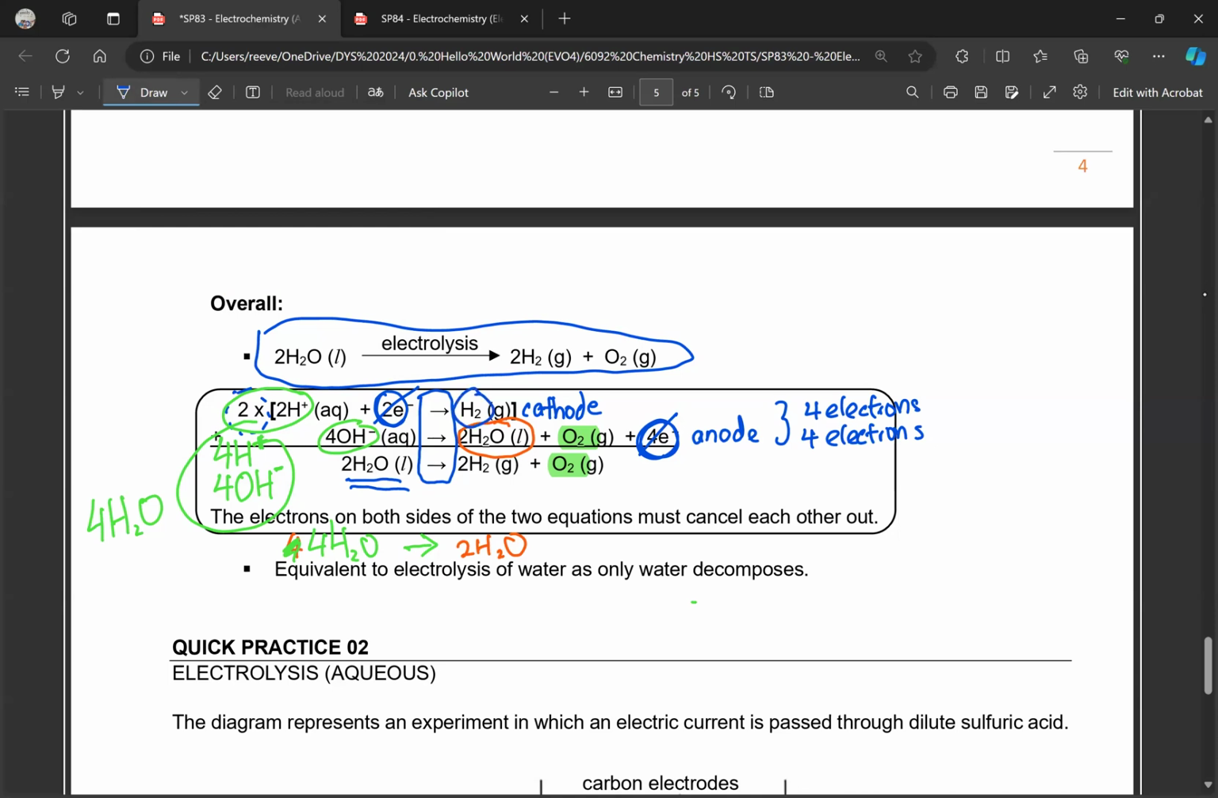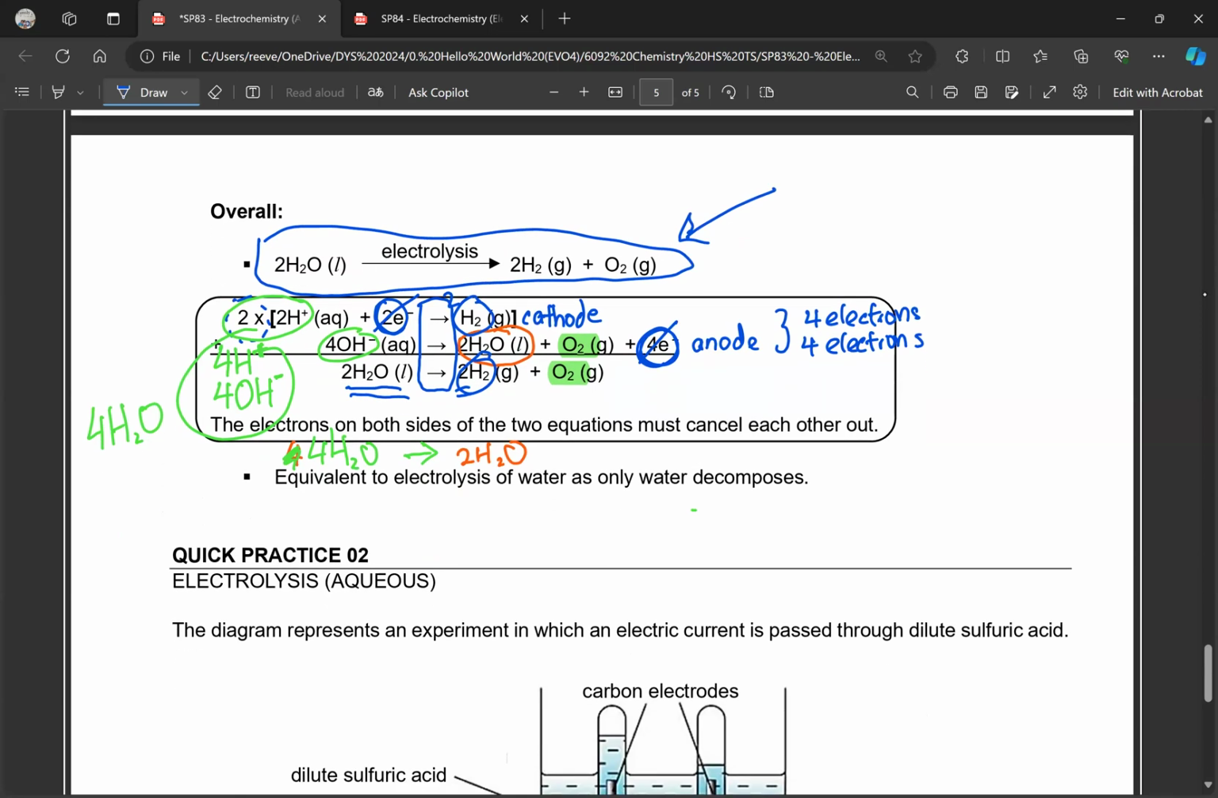Then the H2 will just become the H2. You times 2, so become 2H2. Any question? This is how I get my overall equations. Why do I need to go through this? Because the exam will ask you to write the overall equation. This one is easy because it's water electrolysis. Okay?